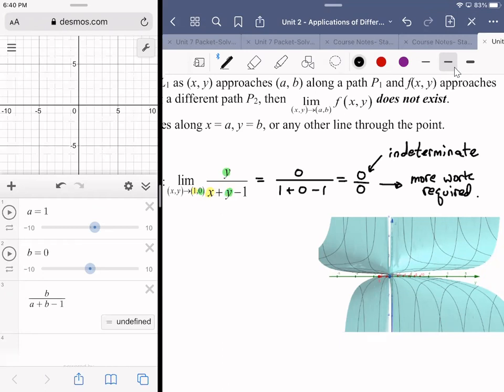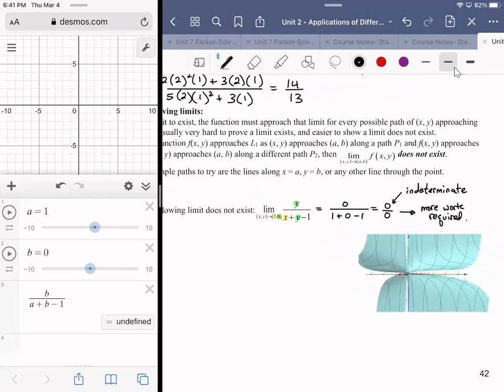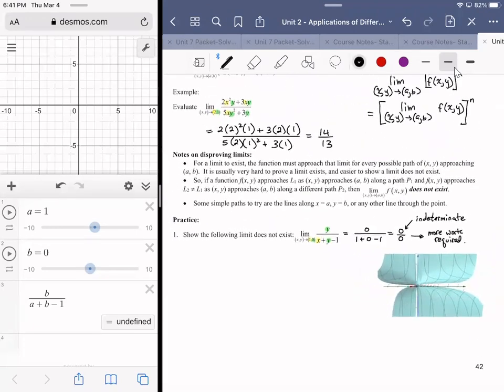Most of the time in Calc 1, if you got something like 1 over 0, where it's legitimately undefined, that's a case where you had to get your knowledge of asymptotes involved and see what was going on, maybe a graph, but that's not the case here, because you'd spend the rest of your life trying to create this graph. I mean, look at it.